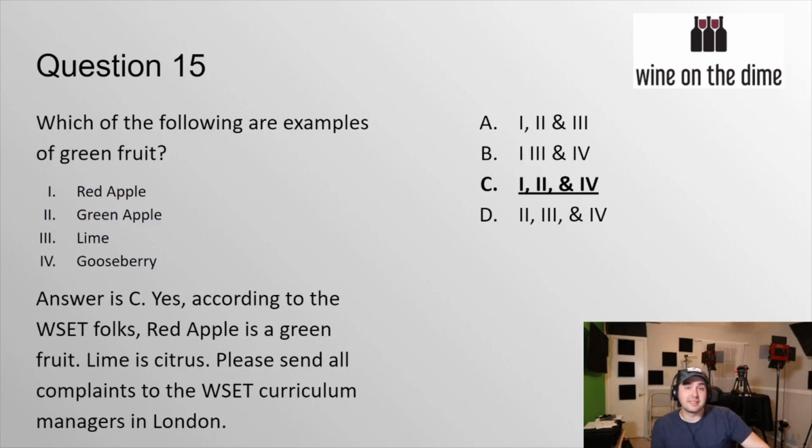All right, so the answer to this is C. It's red apple, green apple, and gooseberry. Gooseberry is a flavor that's very typical in New Zealand Sauvignon Blanc. But on the flip side, red apple, I know you're thinking, what the hell? That's a red apple. Now, it counts as green fruit in the curriculum. Lime is a citrus, but don't get me started. I mean, keep in mind that the English just got done with rationing, not too many decades ago. So give them time. They'll catch up. Maybe they'll understand it's actually a red fruit. We'll see.